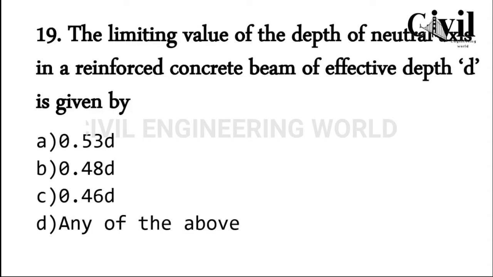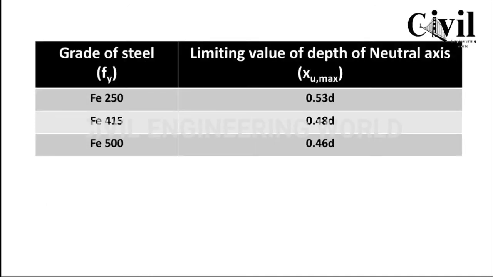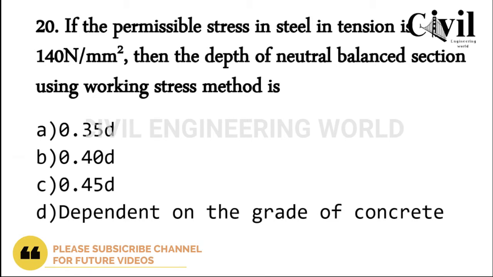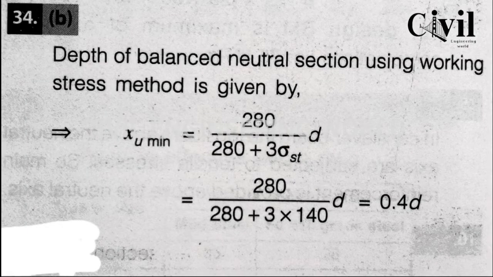Next is the limiting value of depth of neutral axis in a reinforced concrete beam of depth D is given by. So its answer can be anyone, because it is not given whether it is singly or doubly reinforced. So we have to select from this table. For grade 250 we have different values. If the permissible stress in steel in tension is 140 Newton per millimeter square, then the depth of neutral axis of the balanced section using the working stress method is. So we have this table for the balanced neutral axis section. By using this formula, depth is not given, but the grade is given, for 140. By putting these values we can get 0.4D. So sigma st is the permissible stress which is given, which is 140. So its answer is B, 0.40.